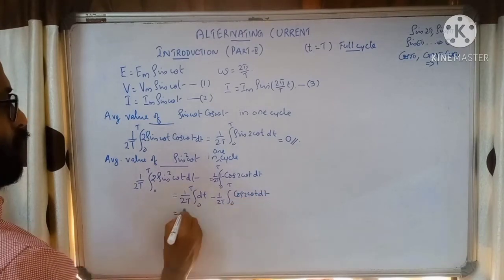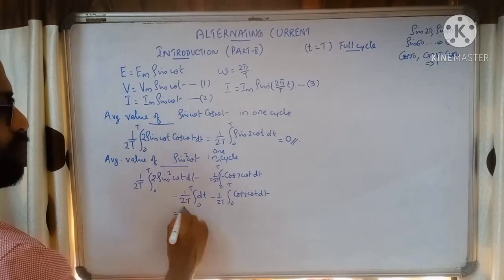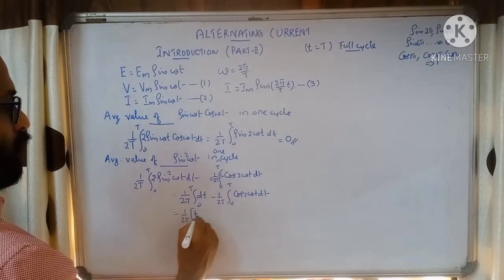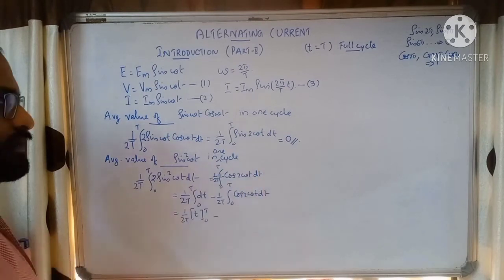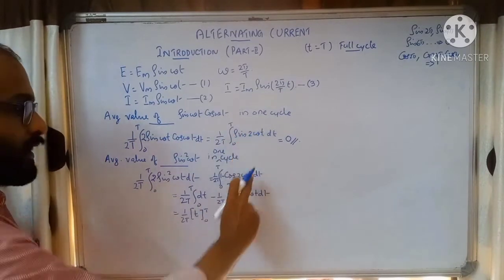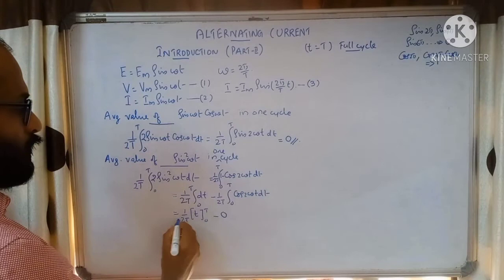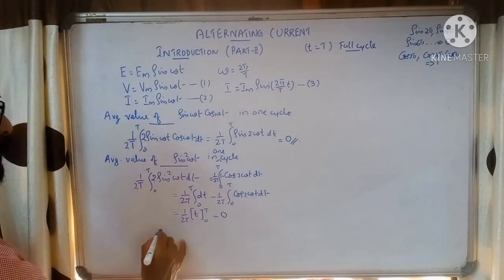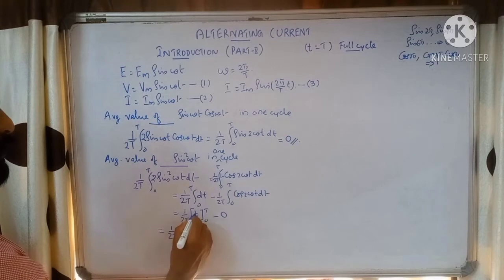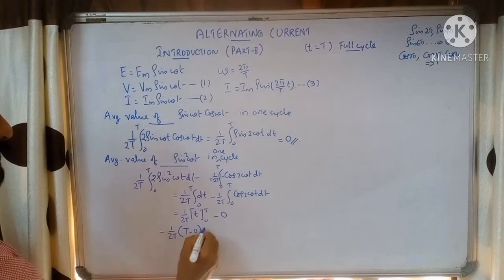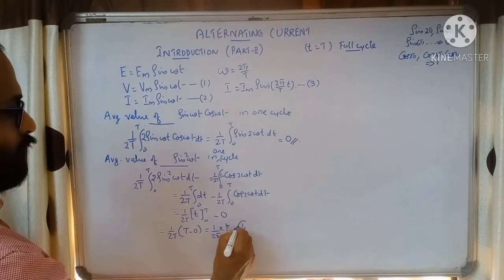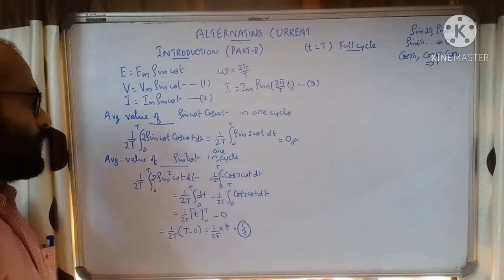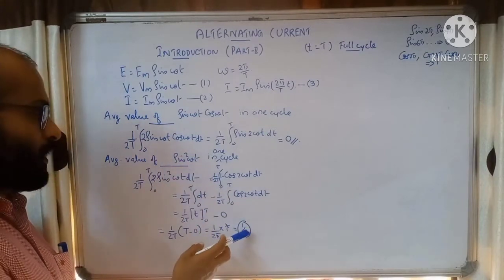Now what will be this value? 1 by 2T into integral dt is t, with the limits 0 and capital T, minus integral cos 2 omega t dt is 0. Similar to the sine 2 omega t dt integral, for a full cycle this value is 0. So when you evaluate this, what will you get? 1 by 2T into T minus 0, which is T, and this T cancels. You will get average value 1 by 2. So the average value of sine square omega t in one cycle will be 1 by 2.